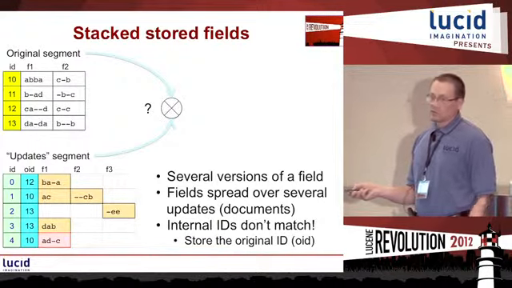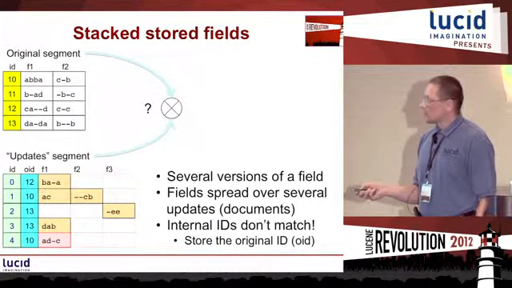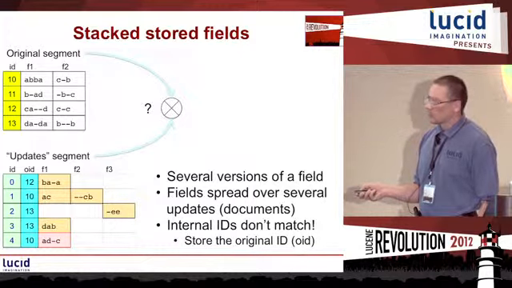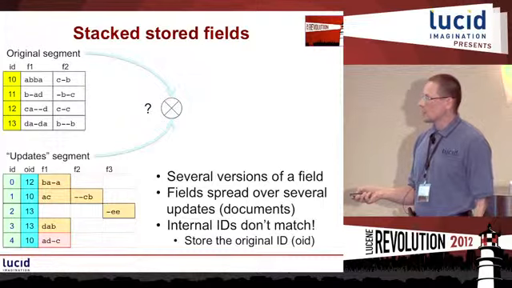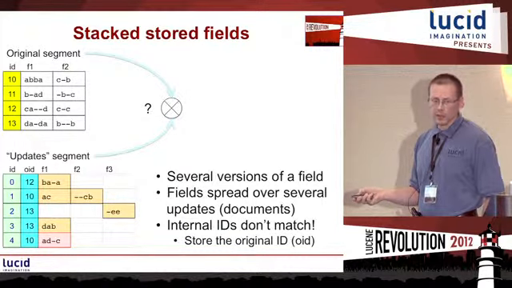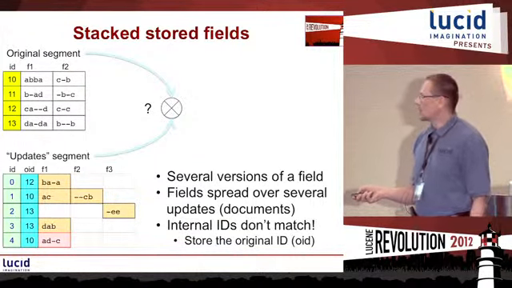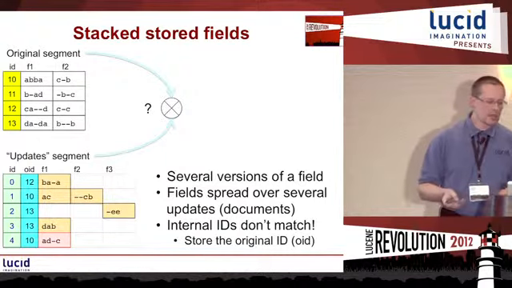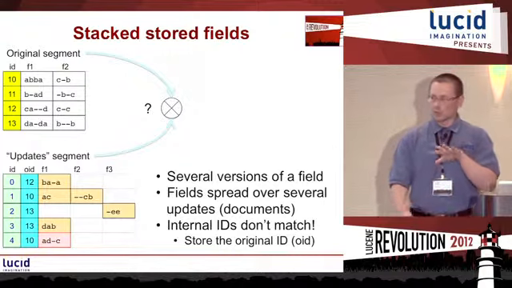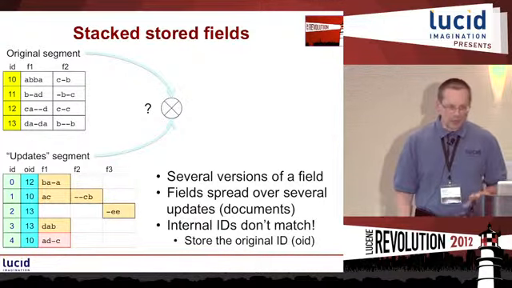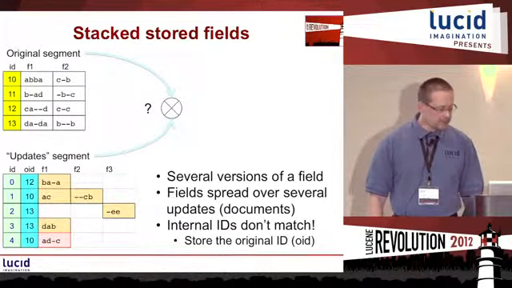And then again, we realized that we have to modify field 1 for document 13 again. And then again, we realized we made a mistake, and we have to update document number 10 again, field 1. So you see there are several versions of a field. These updates are spread over several Lucene documents. And obviously, internal IDs don't match.